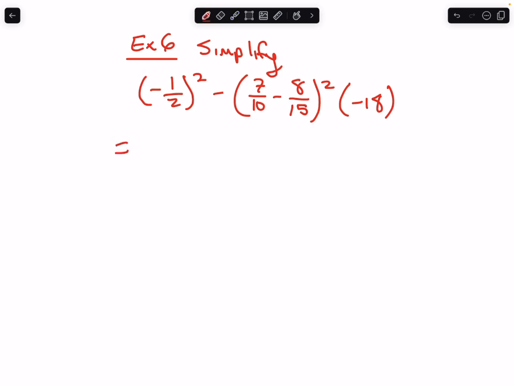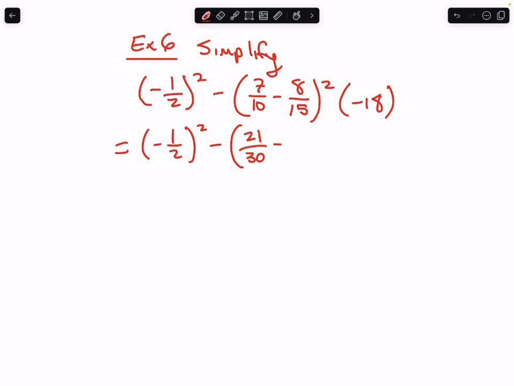So you can go through this and write the steps out. I'm just going to go ahead and write through this one. So we'll keep -1/2 quantity squared the same, minus, and then in parentheses, to get from 10 to 30, I multiply the denominator by 3. So I'll multiply the original numerator 7 by 3. So I get 21 over 30.